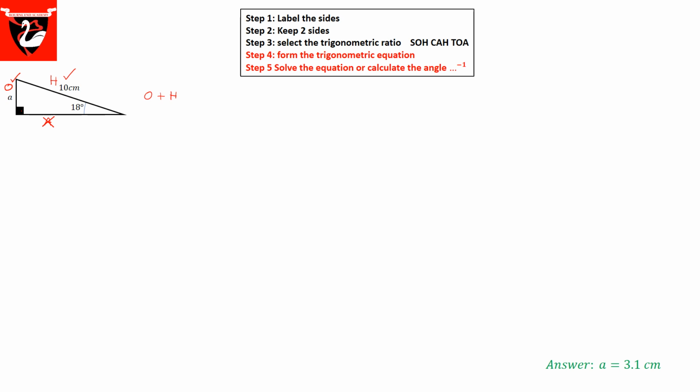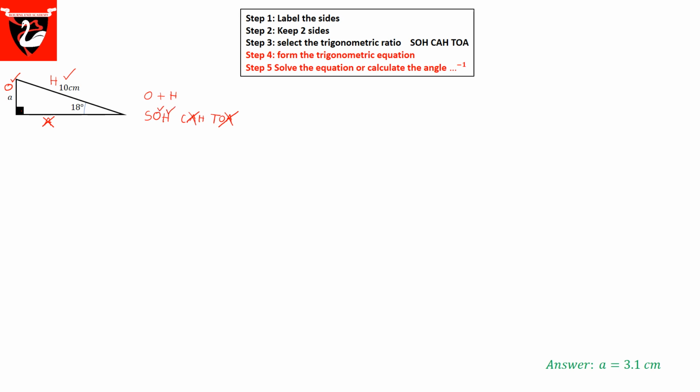Step 3, you need to select which one of the 3 trigonometric ratios you're going to keep. The 3 trigonometric ratios are SOH, CAH, and TOA. Well, I got rid of the A, I'm working with the O and the H. So if I don't have the A, I can't work with TOA, I can't work with CAH, I'm going to have to work with SOH.